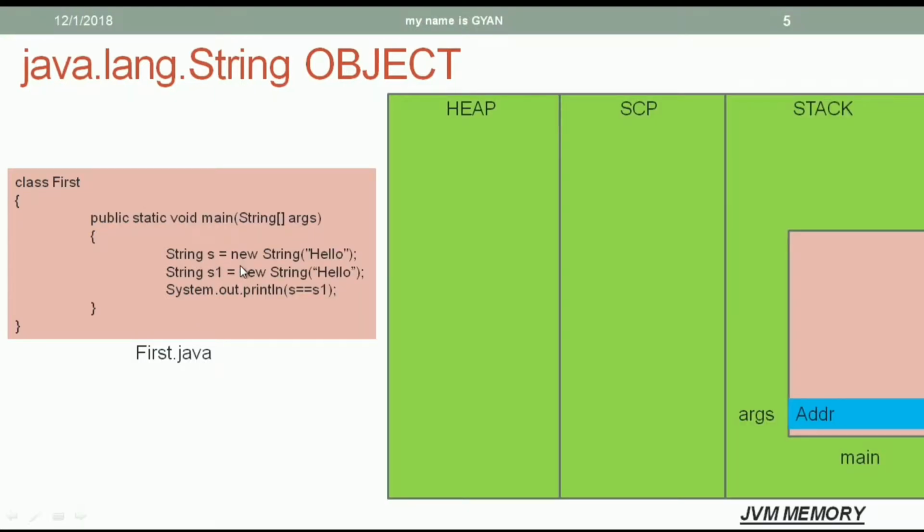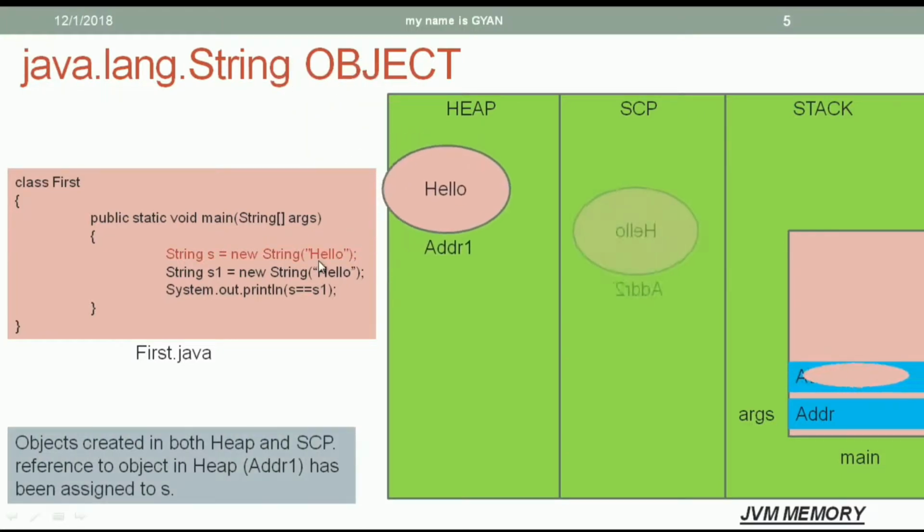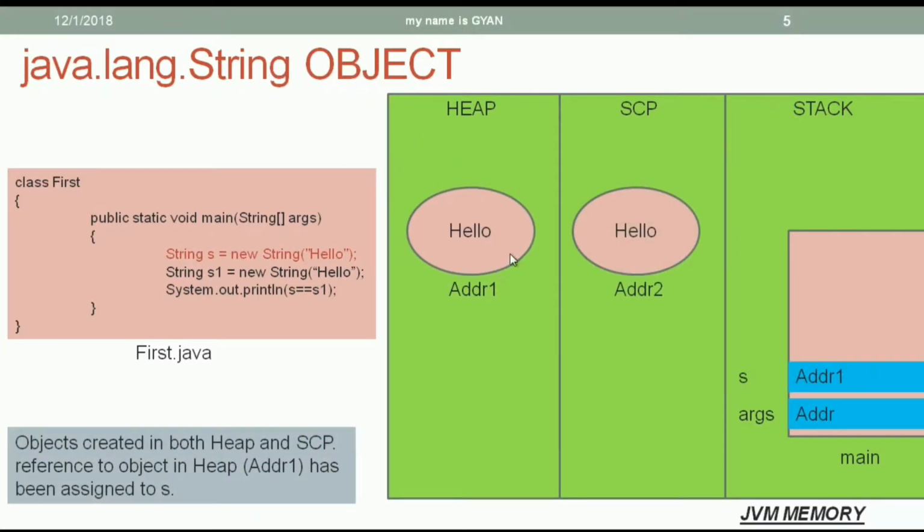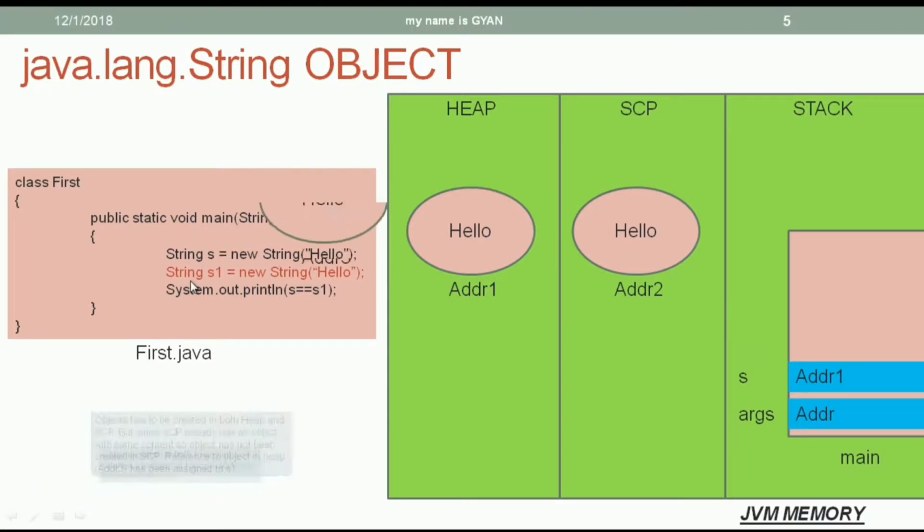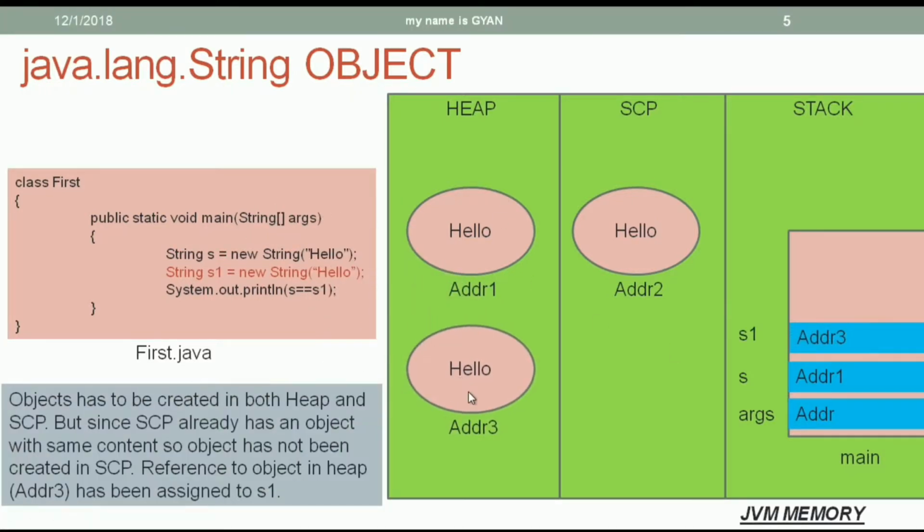Now in this case, we are creating a new object of type String with the string literal hello. That's how two objects will be created, one in the heap and the other one in the SCP. The reference variable s will contain the reference of an object present in the heap. In the second statement, we are creating a new object of type String which will be present in the heap. But in the second statement, the JVM encountered the string literal hello for the second time.